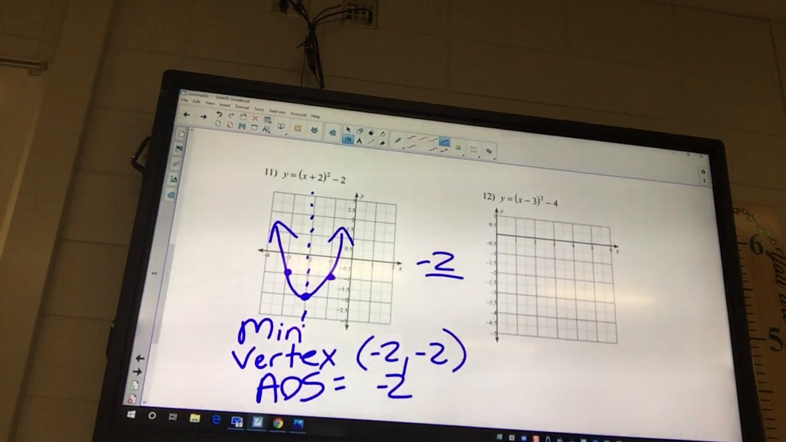Okay, you keep going. One thing over here. Do you have a max or a min? Min. The minimum point, the lowest one.